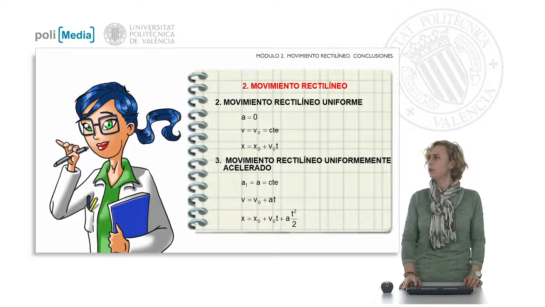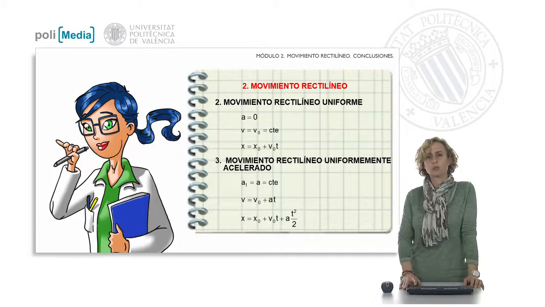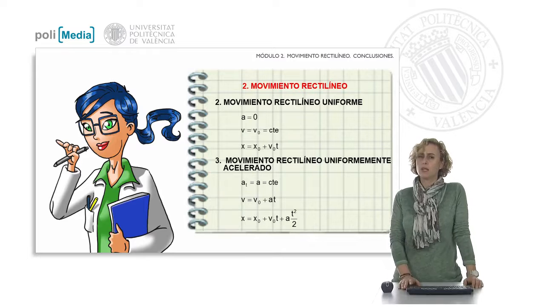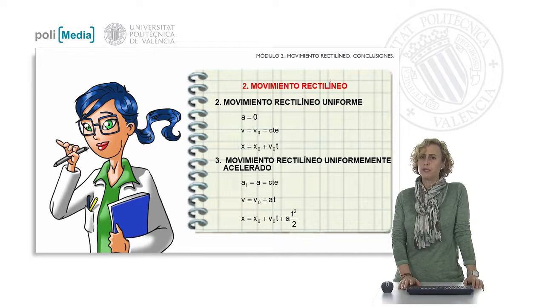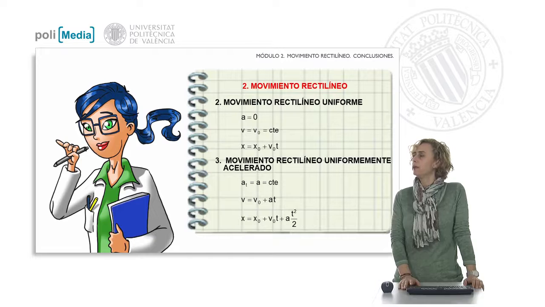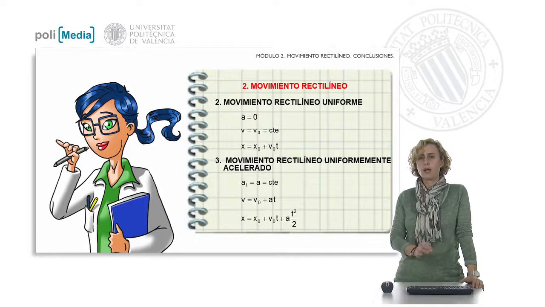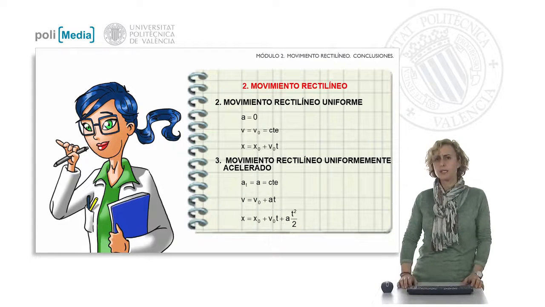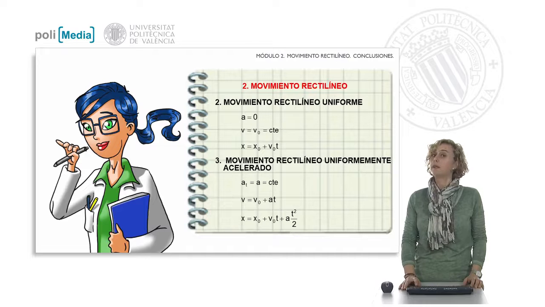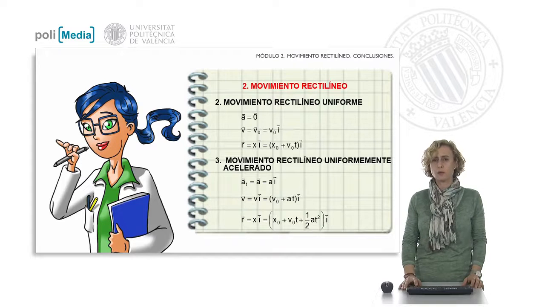Well, the time has come for Amanda to remind us of what we have studied today. We have seen the equations of rectilinear and uniform motion. We have also seen the equations of uniformly accelerated rectilinear motion. These equations have been obtained considering that the motion took place along the x-axis in the positive direction. Amanda also reminds us that these quantities are vectors, and therefore we must express them in vector form.